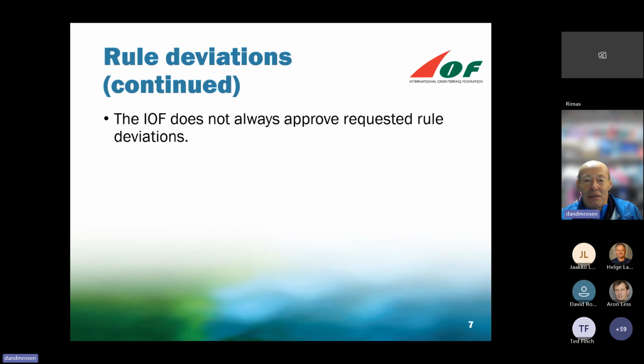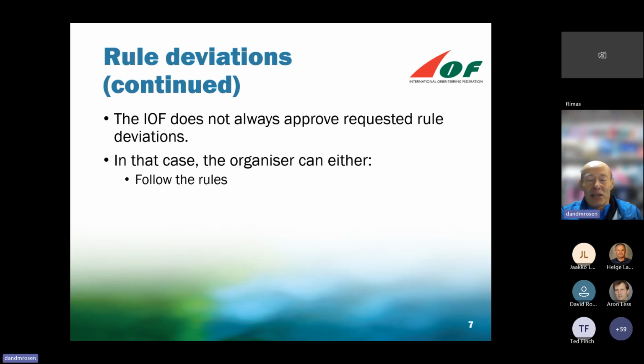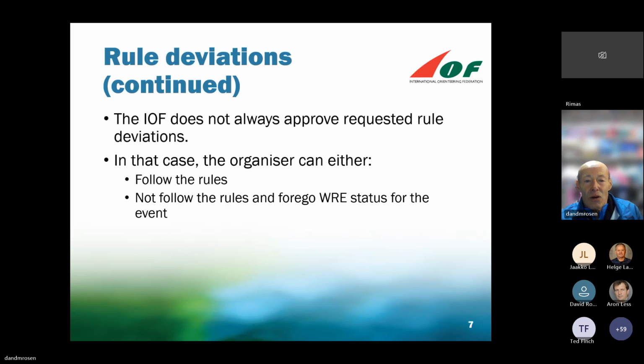So I think what David didn't mention was, what do you do if your organizer has requested a rule deviation and it's not been approved? Well, you've got two options. One is you can not do what you were going to do with the rule deviation and just follow the rules as they are. Or the other is not follow the rules and forego World Ranking Event status.